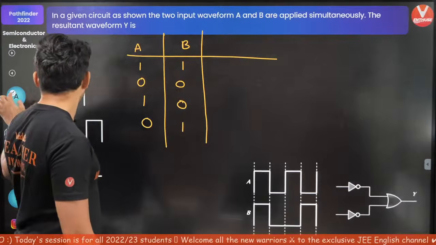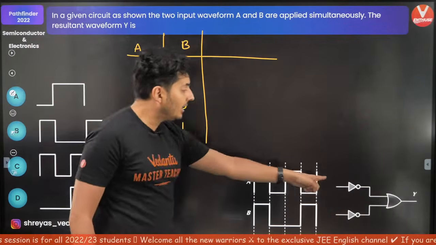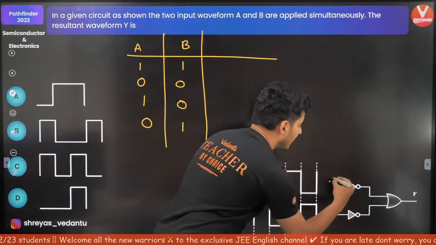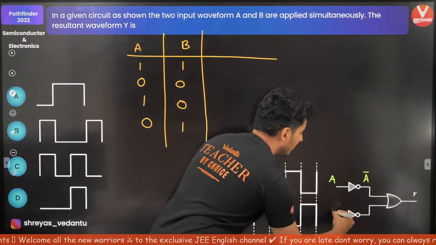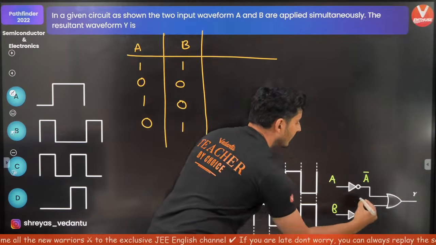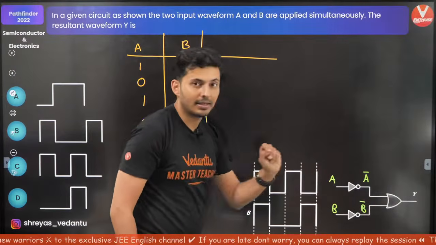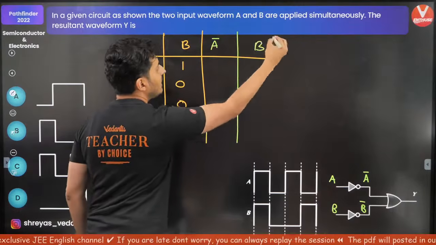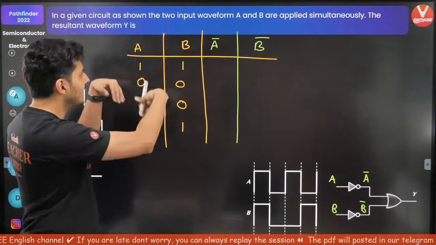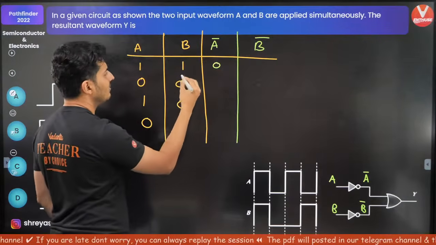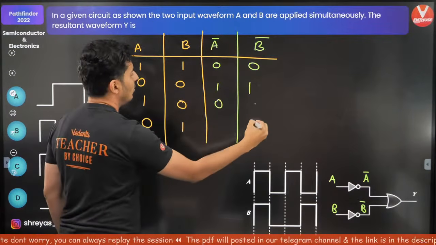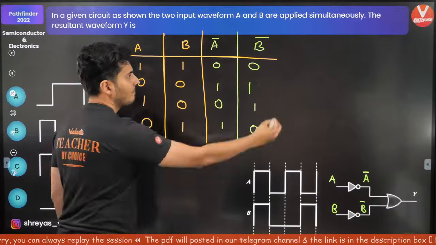Good. Next, there is a NOT gate in front of A and in front of B. If this is A, this is A bar. If this is B, this is B bar. Those are the inputs for this gate. So let's try to find out what will be A bar and what will be B bar. A bar is the negation of this. So 1's negation 0, 1's negation 0, 0, 0, 1, 1. This will be 0, 1. This will be 1, 0.